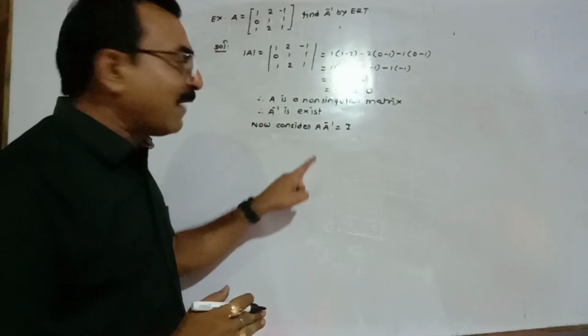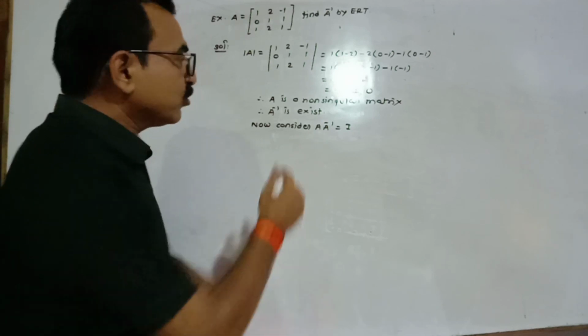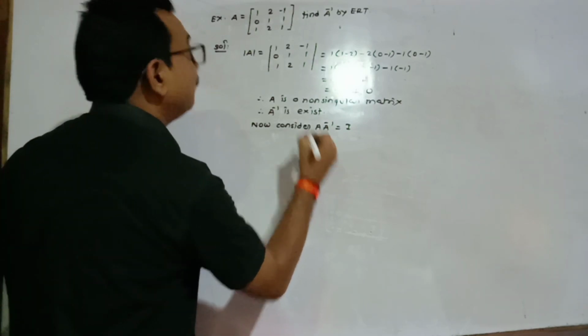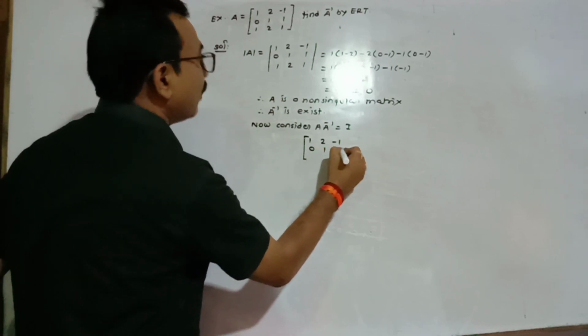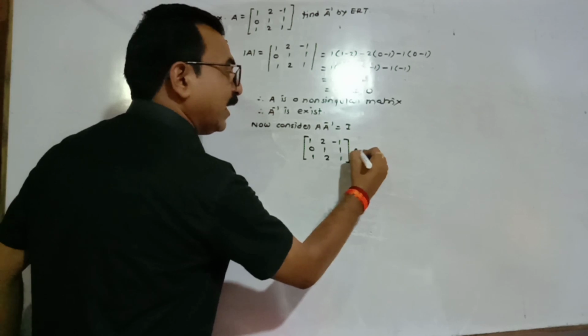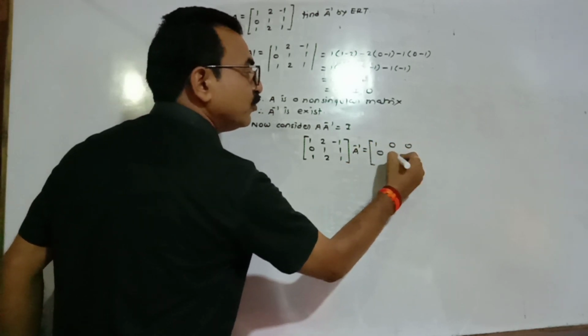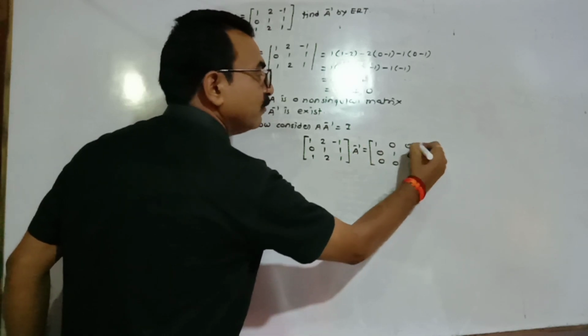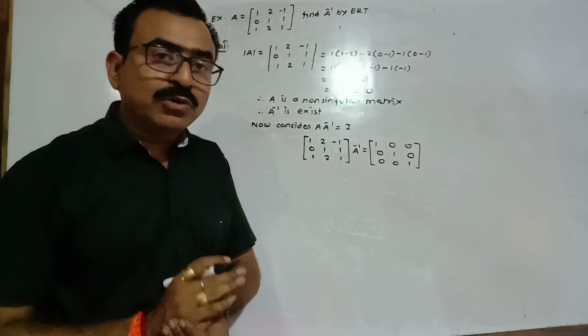Now substitute the value of matrix A and matrix I in this equation. Okay? So substitute. Matrix A means 1, 2, minus 1, 0, 1, 1, 1, 2, 1. Okay, A inverse as it is. Identity matrix means 1, 0, 0, 0, 1, 0, 0, 0, 1. Okay, this is your third rule. Then what is your fourth rule?